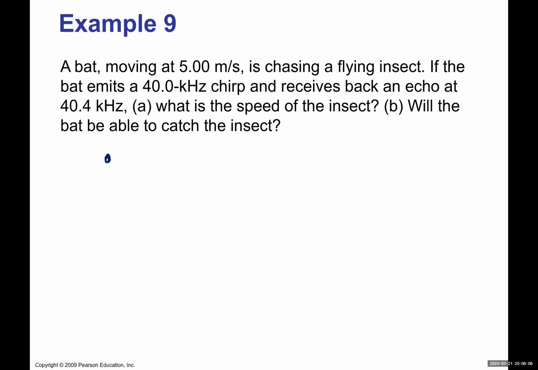So here, I'm going to put B for the bat, and the bat is moving at 5 meters per second. That's what we're given. We can also do it like that. And let's say somewhere over here is the insect. The insect is moving again with some speed. We don't know what it is, but some kind of horizontal speed. Just to make it simple, assume they're moving along the horizontal axis.